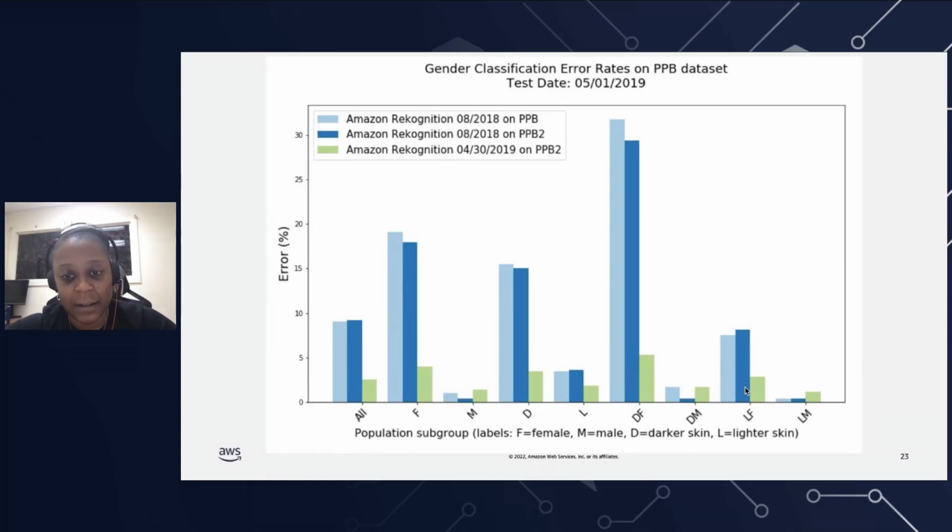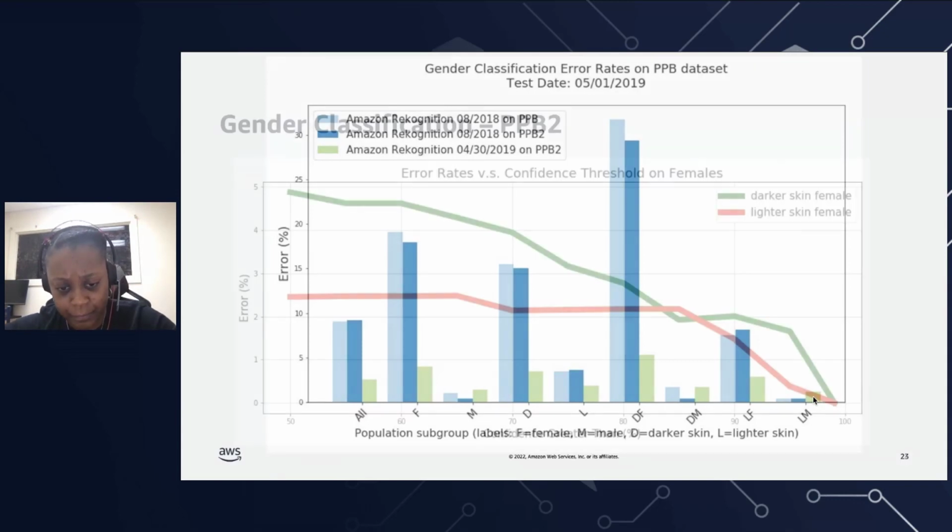However, notice that sometimes if you improve error rates in one group, it doesn't always improve in another group. And so these are things to keep in mind because you have to make trade-offs sometimes in your application. That's why it's really most important that you know your use case and what you're developing for and the environment that you're going to deploy in.